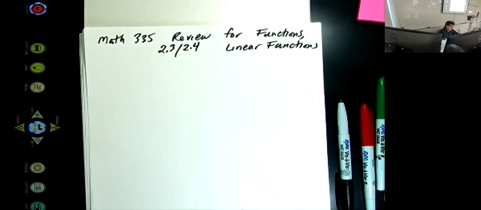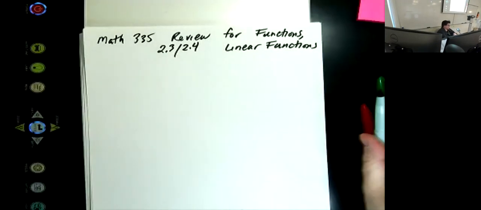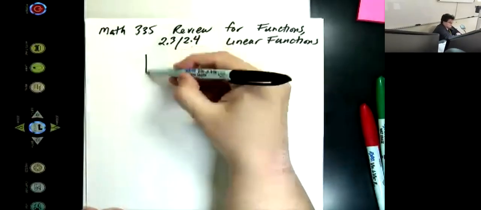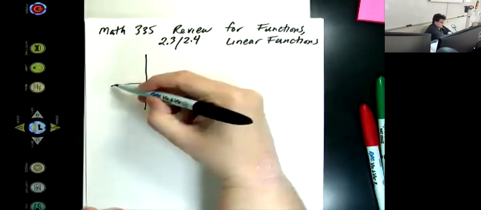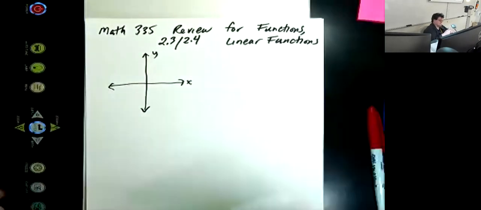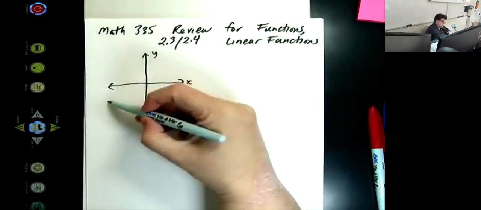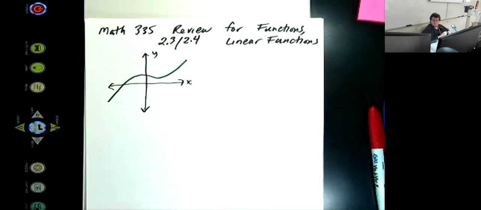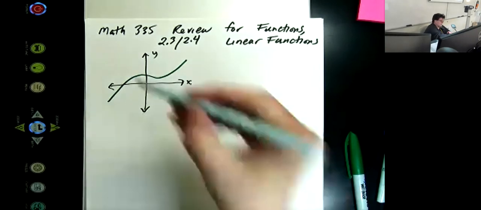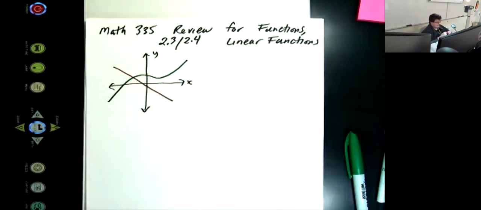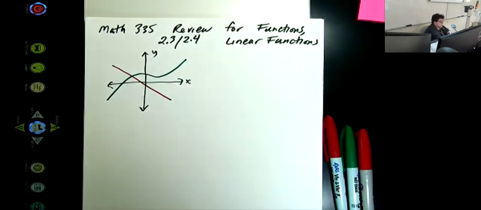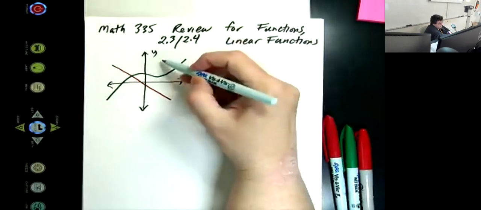So, let's look at a graph and decide whether or not it makes a function. So I've got my x-axis like that, I've got my y-axis like this. I'm going to do a green line, a red line. I don't know if these colors show up on Zoom, so we'll find out. Now let's do a blue line.